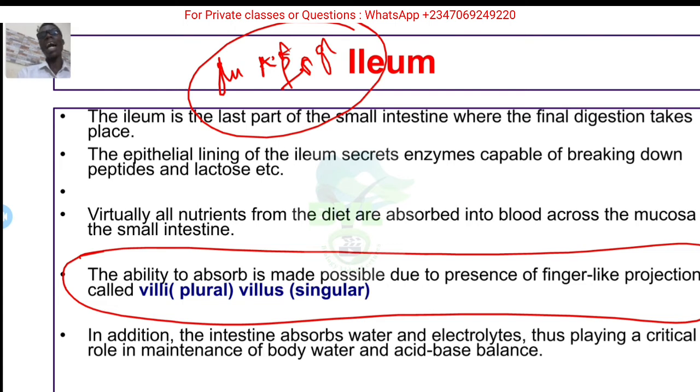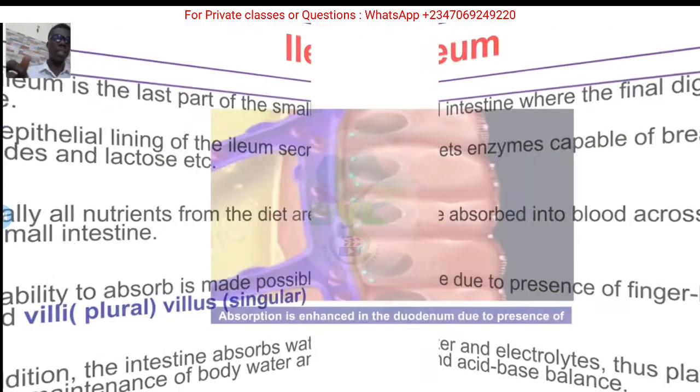So if you are asked, what does the small intestine have, or what does the ileum aspect of the small intestine have that makes it possible for you to absorb, the answer is villi, and that looks like this.